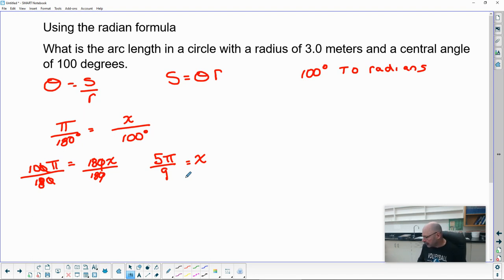Now, if you want to do it in a decimal way, we'll show it as a decimal. So if we take 5 times pi on your calculator, if you have a pi button, you can use that, and divide it by 9, that's going to give us 1.75 radians. So you can choose to do the exact value or the decimal value this time, because we are just going to multiply it out with 3 anyway to figure out how many meters it is.